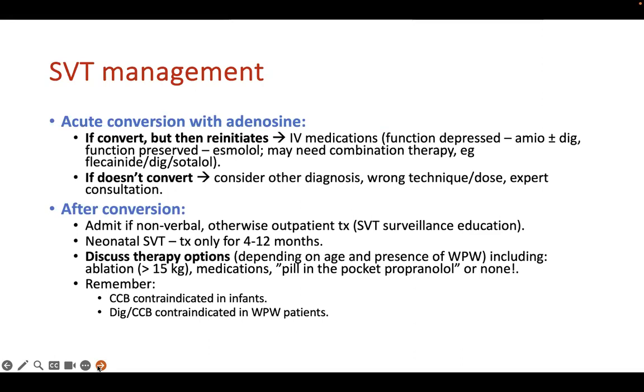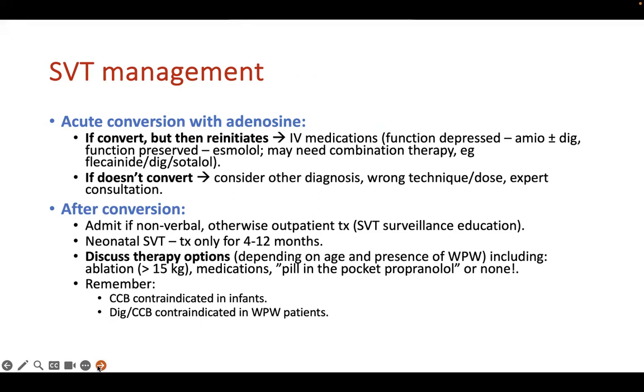If it's a neonatal SVT, we usually treat for 4 to 12 months, depending on which school you are from. If it's a patient that is 15 kilograms and above, then I give them the option for an ablation. If the SVT is happening outside the neonatal period, like infancy and afterwards, I usually tell the family that the SVT would recur, and at some point the patient needs ablation, because it will not usually go away by itself. If it's a neonatal SVT, very often it goes away by itself. But if it's beyond 1 year of age, usually the SVT will not go away by itself. So in that case, I treat.